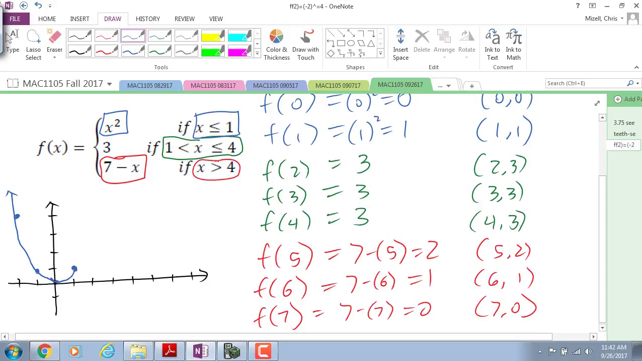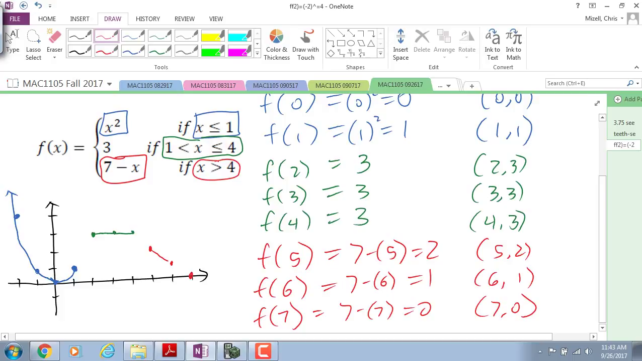So we have these points on the graph. Let's plot the points 2, 3, 3, 3, and 4, 3. Those are points on the graph. Connect those. It's still a bit of an open question as to what's going on between 1 and 2. There's kind of a big gap in the graph. We'll come back to that. Plot the points 5, 2, 6, 1, and 7, 0.